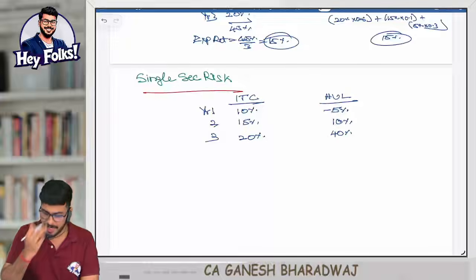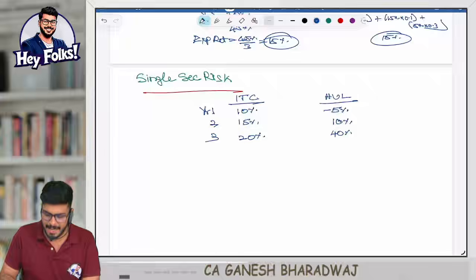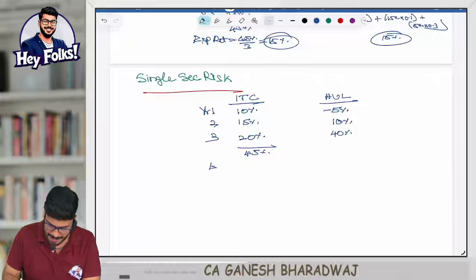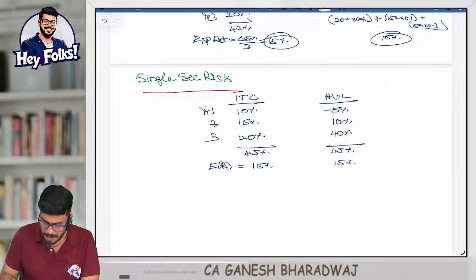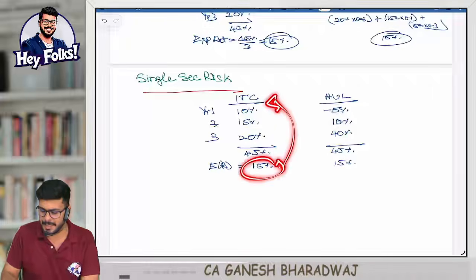First of all, for ITC, what is the expected return? The total here is 45%, so the expected return is 45 divided by 3. How much is it? 15%. HUL, what is the total here? -5 plus 10 plus 40. Again, the total is 45. Deliberately I've kept it. So here the average is going to be 45 by 3. How much is it? 15%.